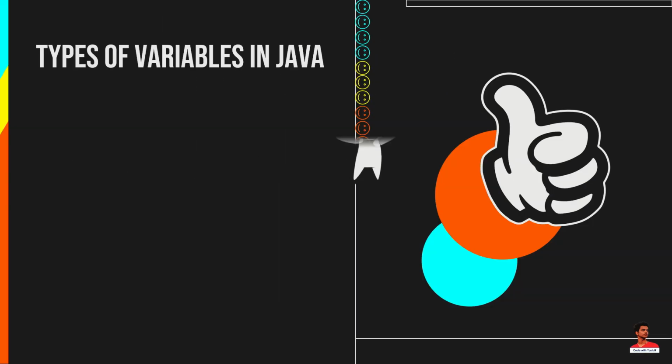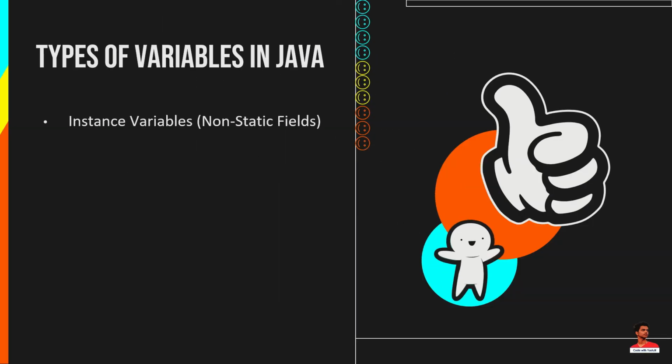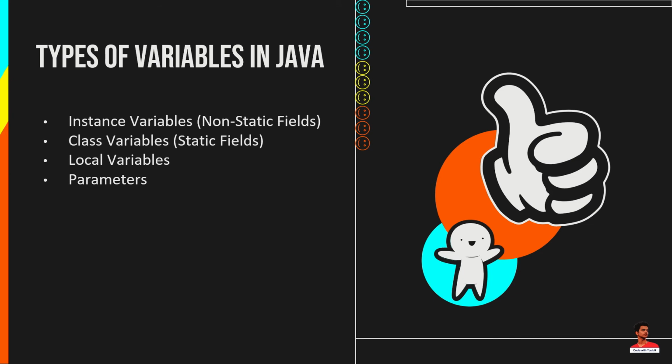Types of variables in Java. There are 4 types of variables. First is instance variable, also known as non-static fields. Second is class variables, also known as static fields. Third is local variables, and fourth is parameters.